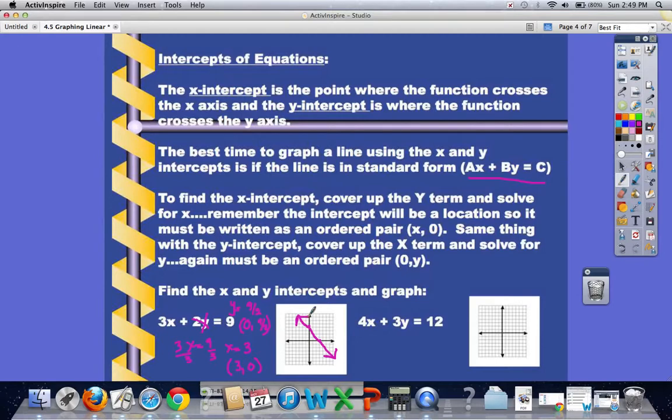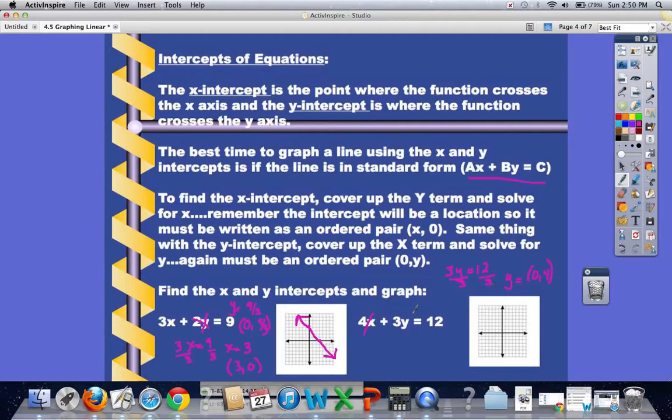There you go. All right, let's try this one. I'm going to cover up the x first, and that leaves me with just 3y equals 12. So I'm going to divide by 3, so y is going to be 4. But I'm going to go ahead and make it into an ordered pair. So remember, if y is 4, that means the x is 0.